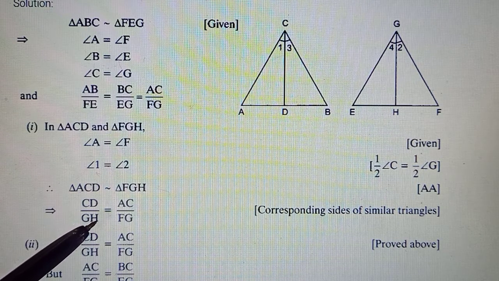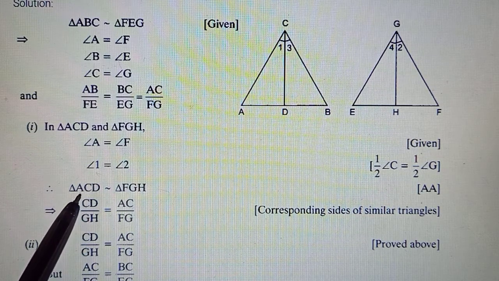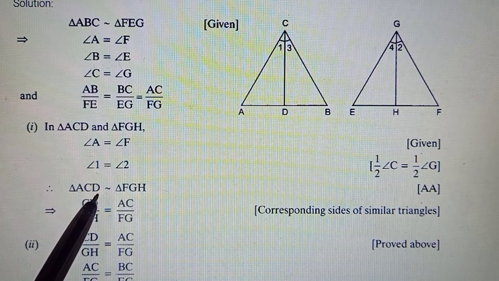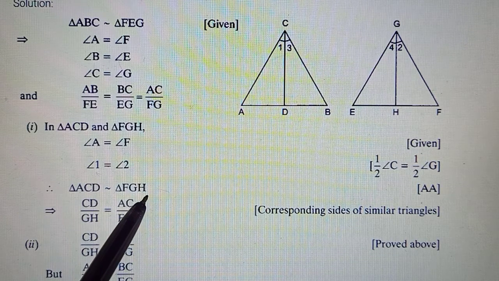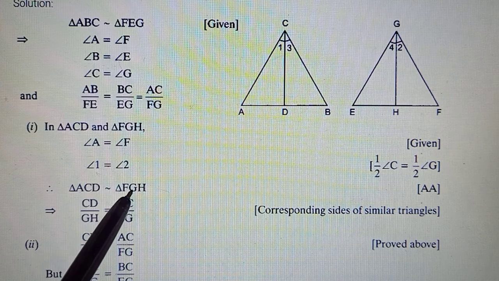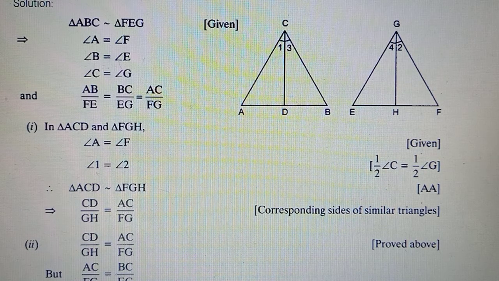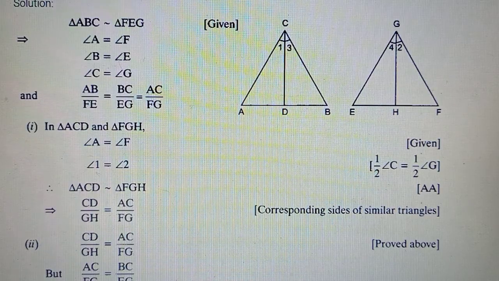sides are in proportion. So again you can take, as I said, if you have named the triangle properly, then CD will correspond with GH, then AC will correspond with FG. These will be in proportion because we'll say corresponding sides of similar triangles.